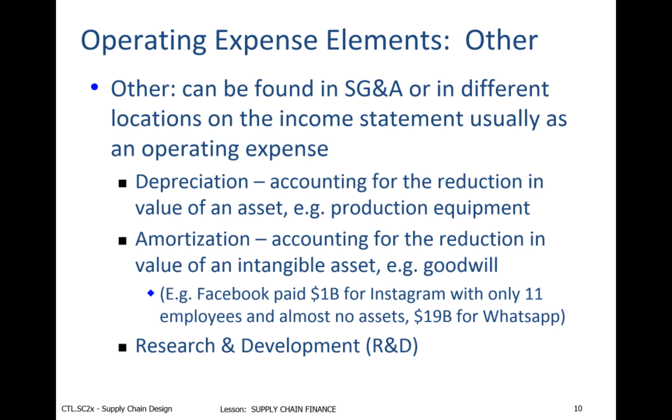Now, let's talk about some of the other operating expense elements. Included in that are important elements known as depreciation and amortization. There are a handful of others, but for our purposes in the supply chain, we really need to be thinking about depreciation. That's the primary one we need to understand. But we'll talk about amortization here.